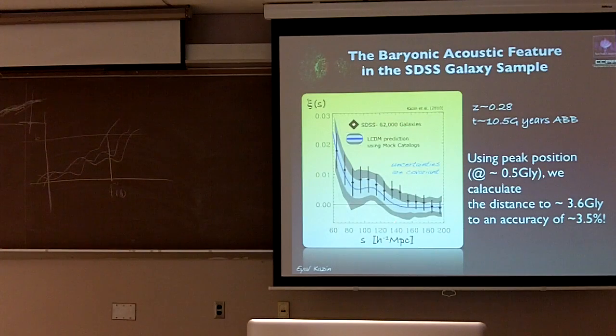So this is my measurement using a larger volume than what Daniel got. Here you can see my data points, and you want to compare that to the lambda CDM model, the blue line. All these uncertainties are covariant, meaning if one point goes up, then all of them go up. And so what I did is I could pinpoint the peak. I found I could measure the peak to an accuracy of about 3%, and I could infer the distance to about 3.5 million light years from here to an accuracy of about 3.5%.